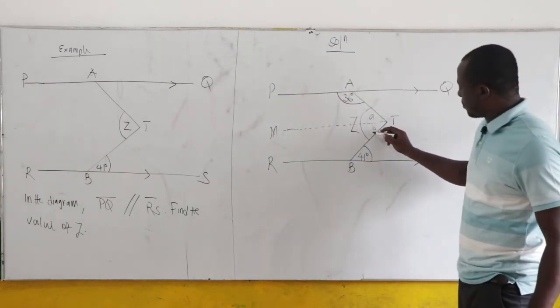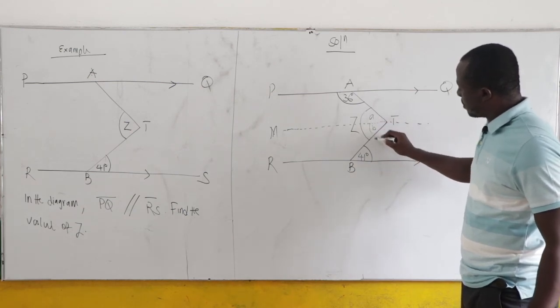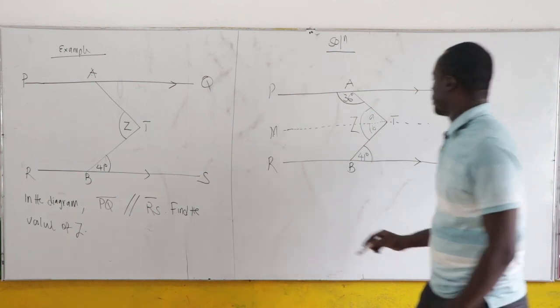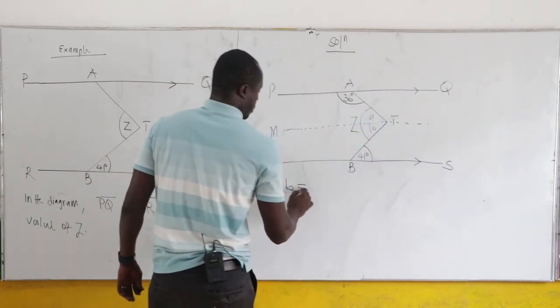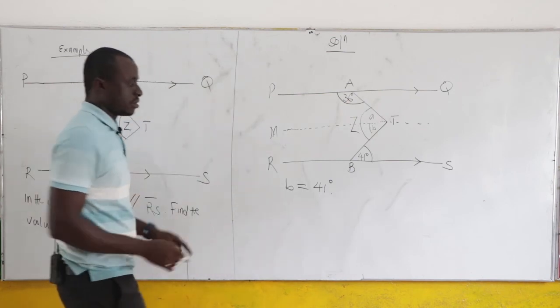Now clearly, because this is parallel, this angle here is alternate to that angle. So B is equal to 41 degrees. Why? It is alternate.